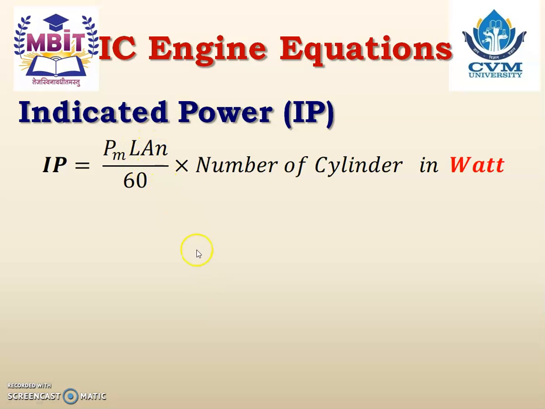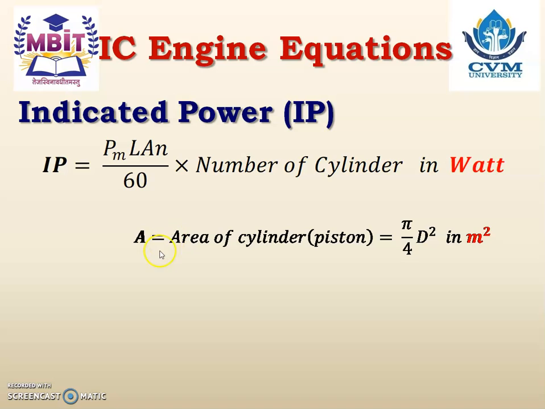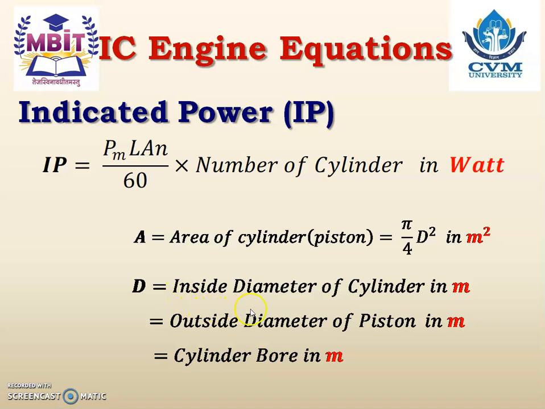Now L we have already understood, that is capital L is equal to stroke length, in meter. Next one is the capital A, that is area of cylinder, or it is known as the area of piston. And it can be calculated using the equation pi by 4 D square, and it is in meter square. Now what is D here? So capital D is inside diameter of cylinder in meter, or it is outside diameter of piston in meter, or cylinder bore in meter.